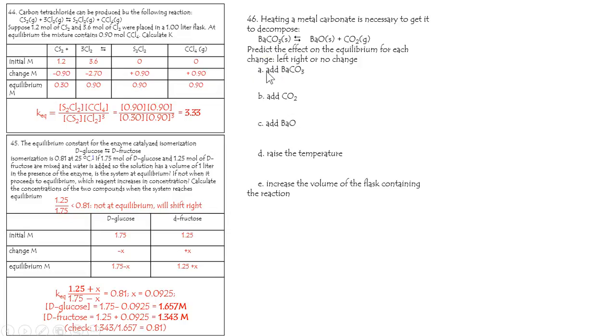So if we add barium carbonate, it will shift it to the right. Adding carbon dioxide should shift it to the left. Adding barium oxide, being a product, should shift it to the left. Heating it, we need to know if it's endothermic or exothermic. So I think the best answer is, oh, look, it says heating it is necessary. So it's endothermic, so sure, heating it should help.